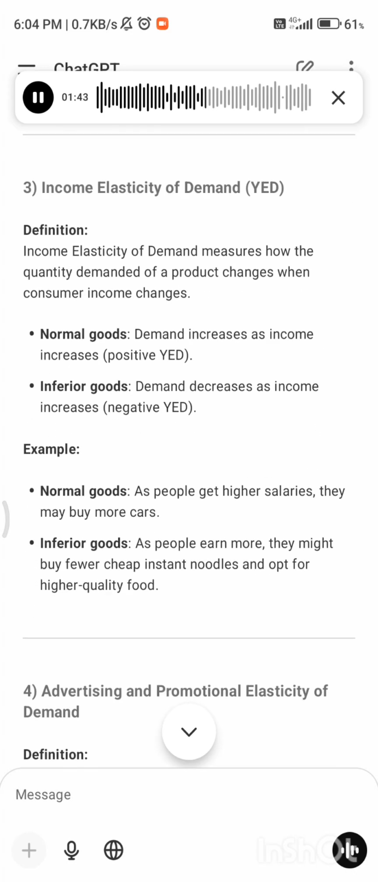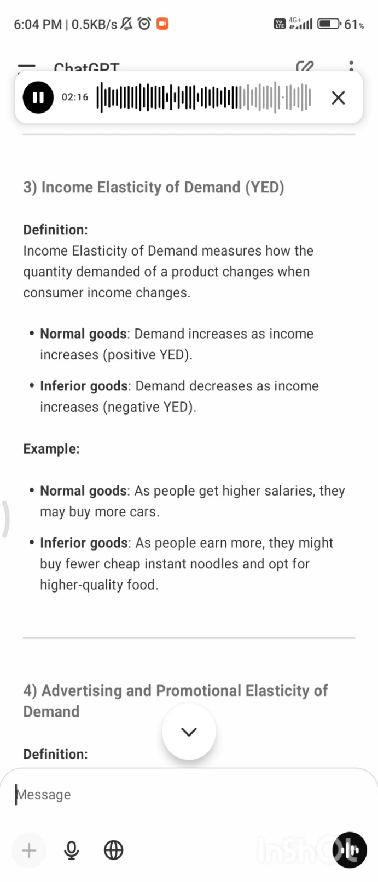3. Income elasticity of demand. Definition. Income elasticity of demand measures how the quantity demanded of a product changes when consumer income changes. Normal goods. Demand increases as income increases. Positive YED. Inferior goods. Demand decreases as income increases. Negative YED. Example, normal goods. As people get higher salaries, they may buy more cars. Inferior goods, as people earn more, they might buy fewer cheap instant noodles and opt for higher quality food.